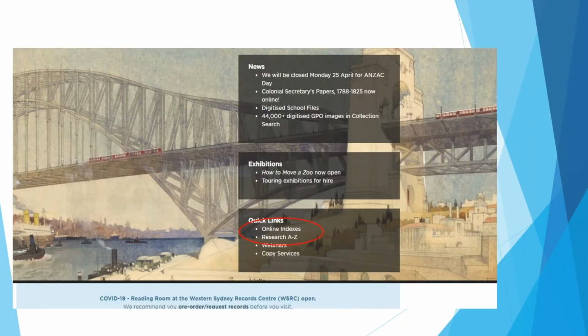How might you find these guides and indexes? Well, on our homepage, there are many ways you can do this. Under quick links, there's online indexes, which are alphabetical, A to Z, so you would go to C for convict, and then the research guides, which are also in alphabetical order.